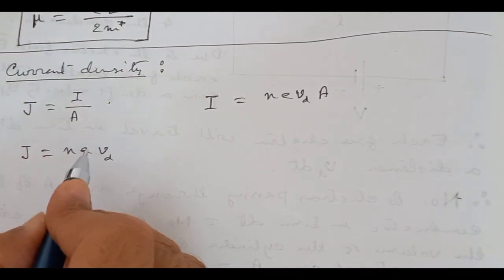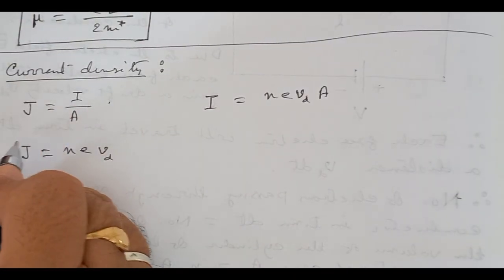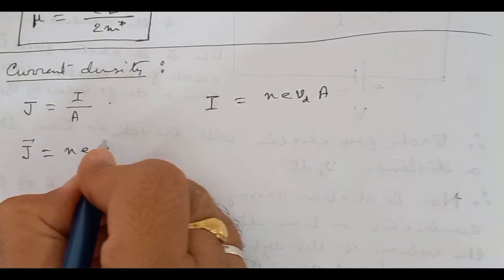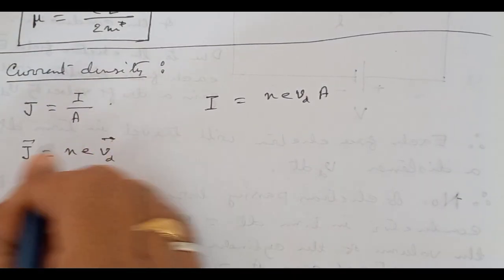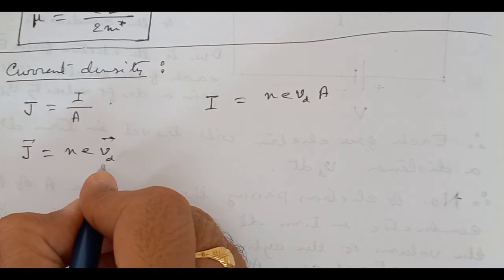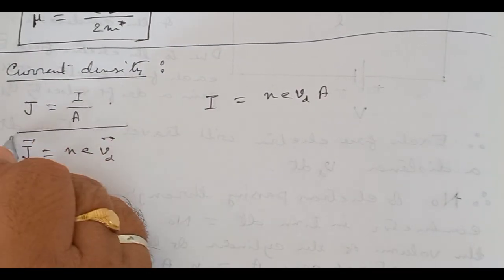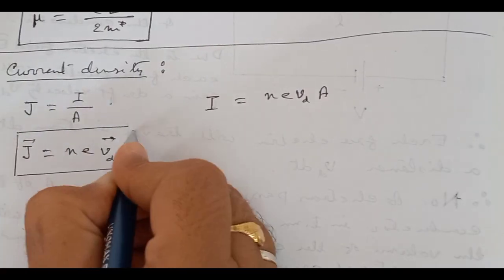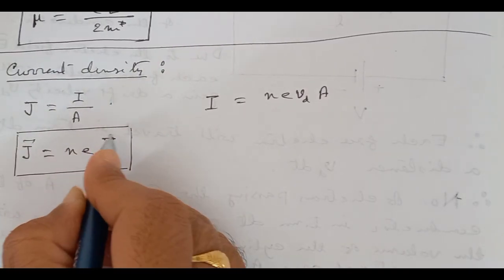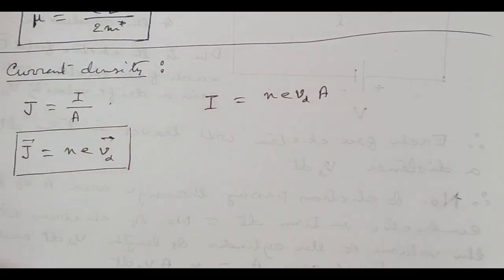Look at this relation. J is a vector quantity, and Vd, we know it is also a vector quantity. And this is the relation between the current density and the drift velocity.